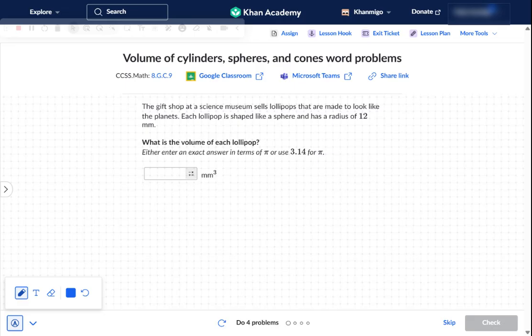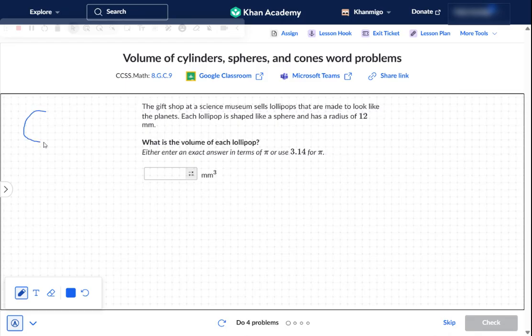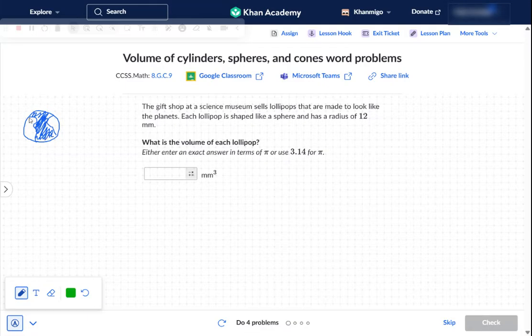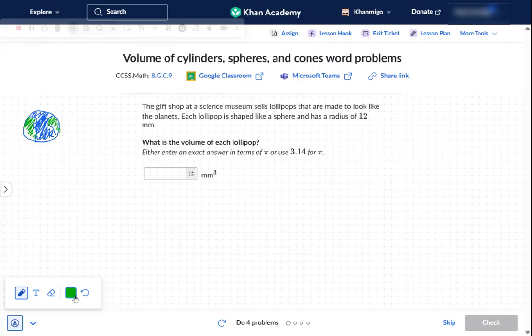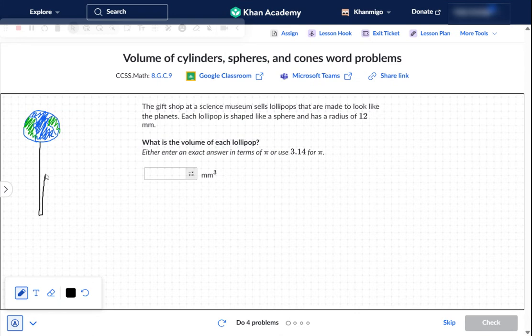Okay, let's see. What is the volume of each lollipop? Well, first of all, we definitely need a visual. So let's just draw a cute little visual. Here we go. This is going to be a world lollipop. Look at that. 10 out of 10. Excellent drawing skills here that we can do in Khan Academy. All right, we have said lollipop ready to go.